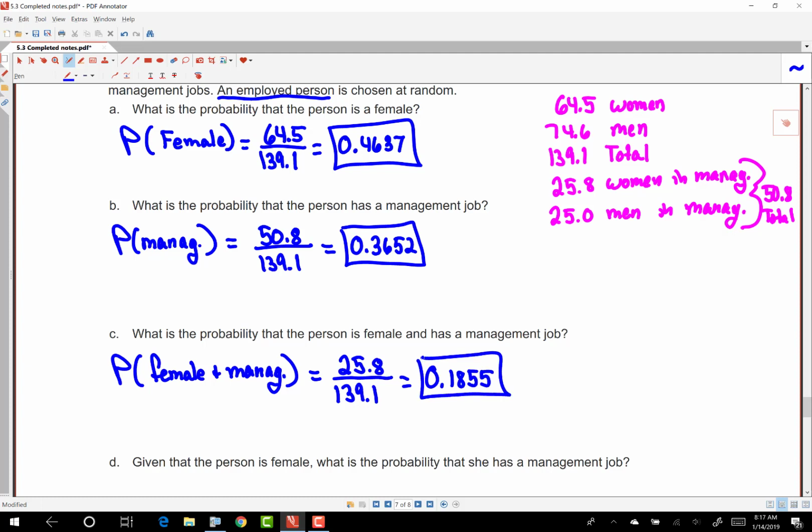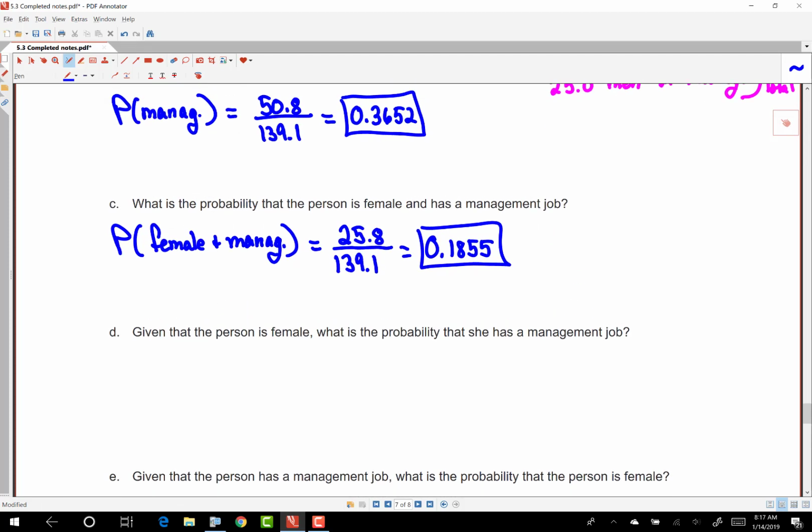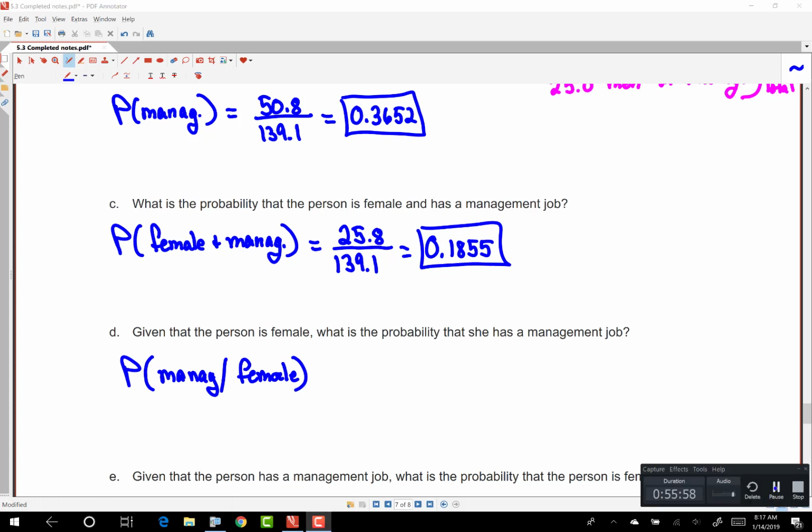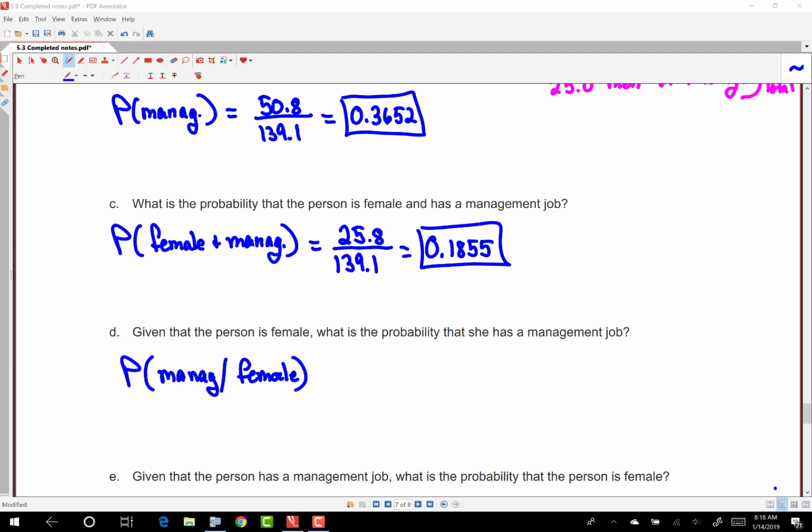Okay, now we're going to look at some given that conditions. Given that the person is a female, what is the probability that she has a management job? So we want the probability that it's management given that it's a female. So notice how we always write it symbolically first. Okay, and remember the second one, that total is going to be your denominator.